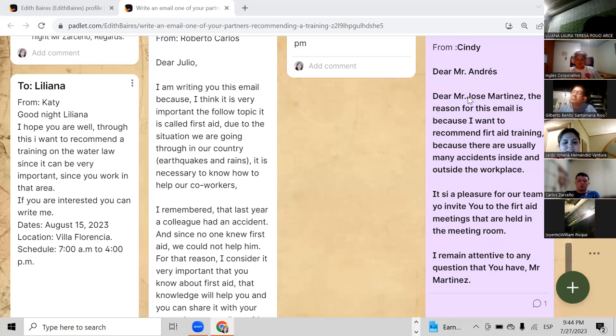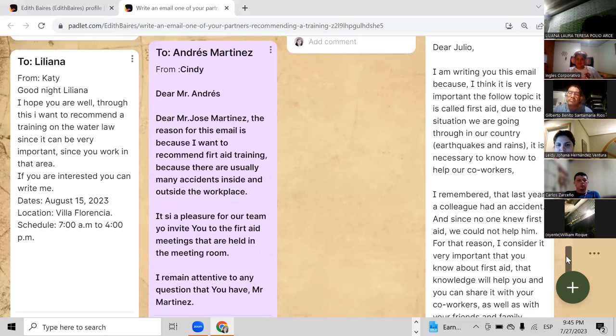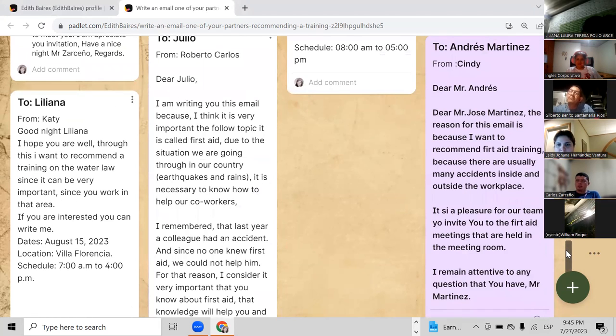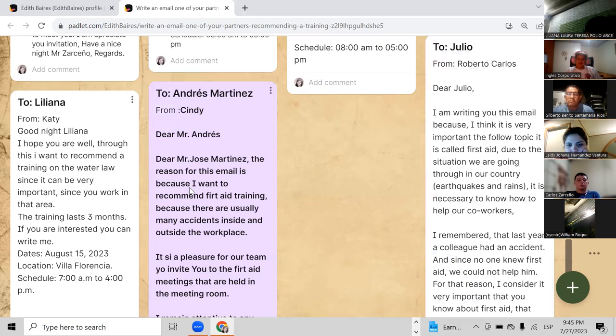What is missing there? Spelling, right? Le falta spelling, tiene que arreglar el spelling y la puntuación. And yes, it's missing more information, like the date, and the place. Well, the place is there, right? But it's missing the specific date of the training, and how often it takes place, cada cuánto dan ese training.